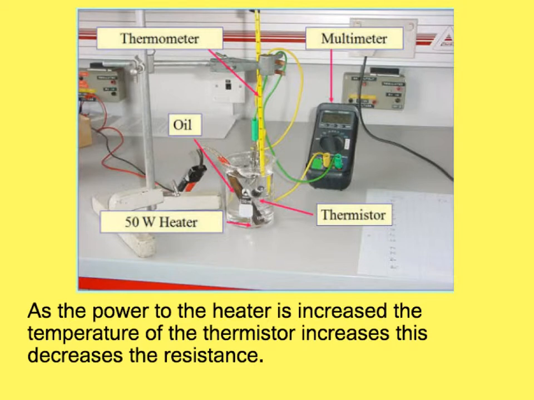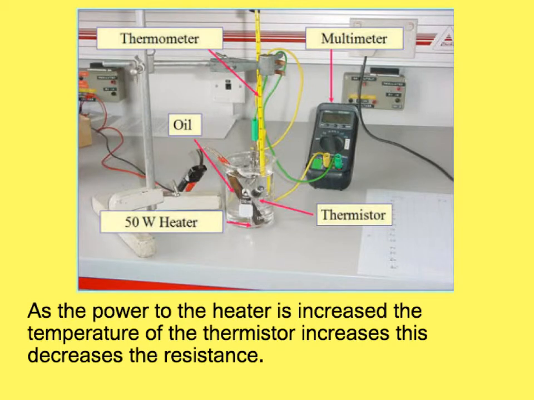So you can see here that we've got a thermistor, which is at this point here, inside the beaker we've got covered in oil. We've got a thermometer, which you can see is the yellow part there, and then we've got a multimeter that's going to measure our resistance in ohms. Connected to our thermistor we've got a 50-watt heater, which is this part here, in the circuit.